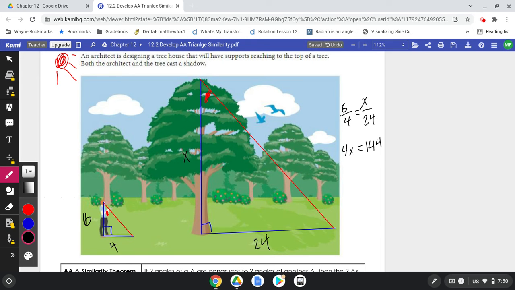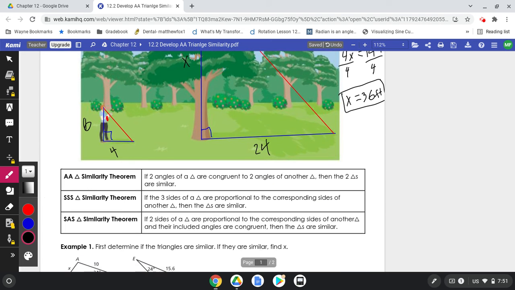Let's see, did I do that right? Yeah, 144. And at this point, we would then divide by 4, and 4 would go into that 36 times. And we would know the tree was 36 feet tall. Now, obviously, if his height changes, then that would change the whole result. Okay? So anyway, this is the AA similarity theorem.